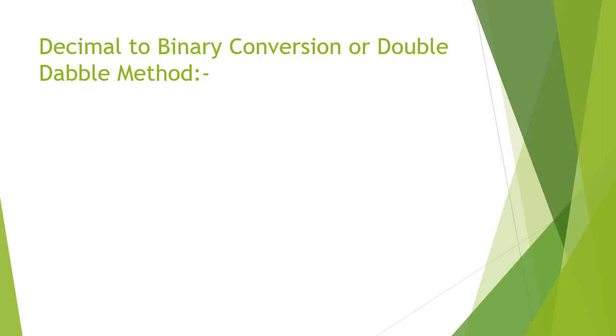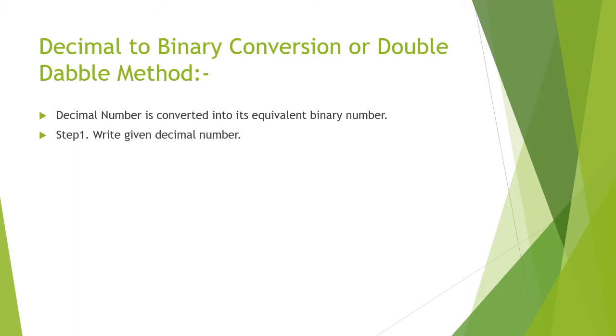The decimal to binary conversion is also called the double-double method. Now these are some of the steps to convert a decimal number into a binary number. Step 1 is we have to write the given decimal number. Then we have to divide the given decimal number by 2. We are taking 2 only because binary has its radix 2. Therefore we are dividing the decimal number by 2.